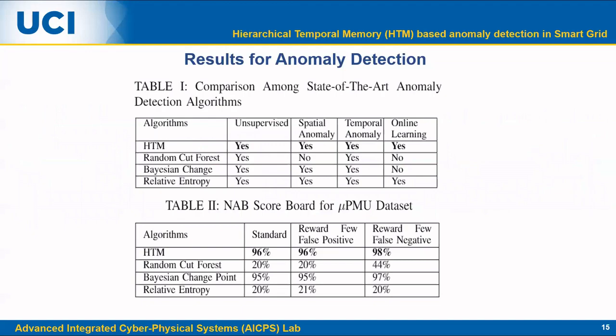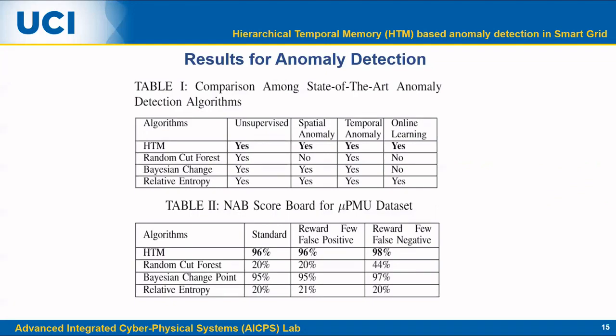We have compared our algorithm with another 3 state-of-the-art real-time anomaly detection algorithms in this slide. If you look at table 1, you can see that HTM can detect anomalies in an unsupervised way. It can also detect anomalies in the spatial and temporal domains, and this algorithm is completely online. But the other 3 algorithms, the random cut forest, Bayesian change, and relative entropy, are not online, and none of them can detect spatial and temporal anomalies together.